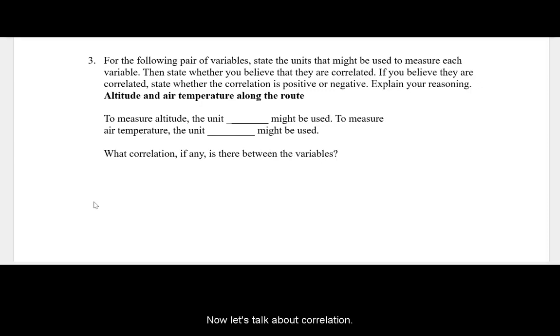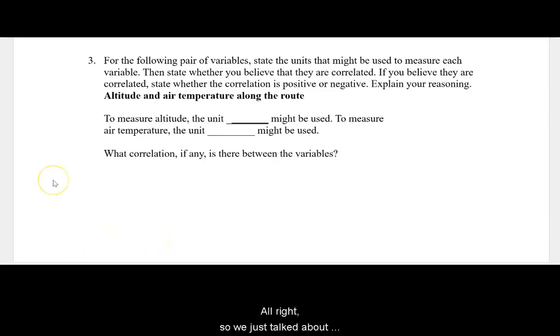Now, let's talk about correlation. We're looking at altitude and air temperature. Okay. As air temperature increases, our altitude tends to decrease. Let me say that again. Typically, when air temperature increases, your altitude is actually decreasing. And so in that case, we would have a negative correlation because as one is increasing, the other variable would be decreasing. And that would make sense because the higher the altitude, the lower the temperature. And so in this case, that's why we would say this would be a negative correlation.